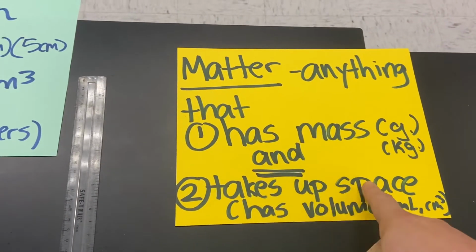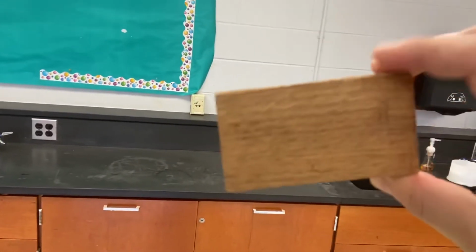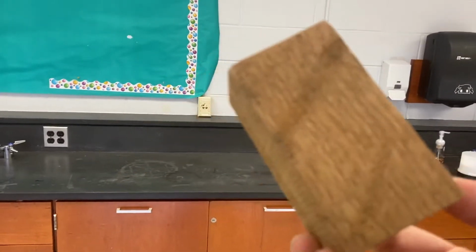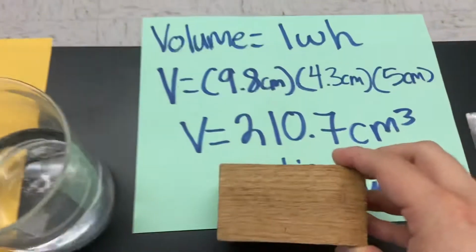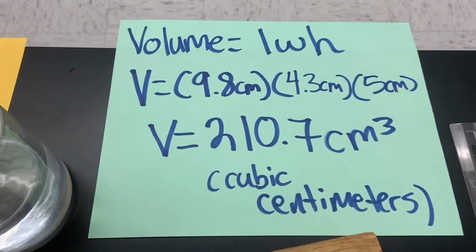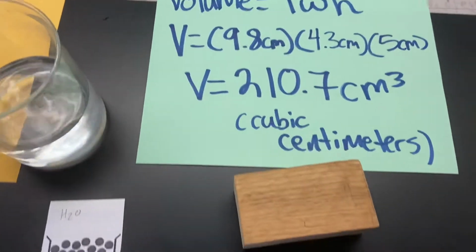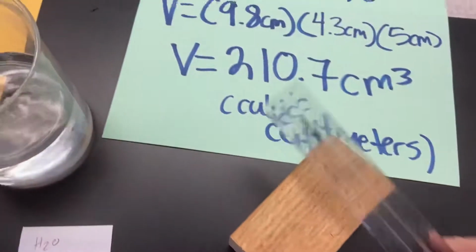Does it take up space or have volume? How can I calculate the volume of this? It kind of looks like something I saw in math class, right? Remember this in math class? I can take a ruler, and remember in science we don't use inches, we use centimeters, or millimeters in this case. But I think I measured this in centimeters. I can do length times width times height, okay?